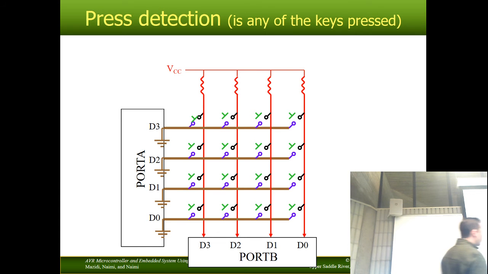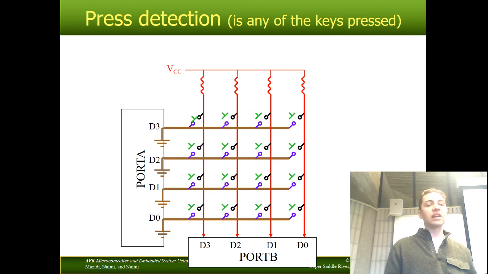I'm reading in on port B, and what do I see? Right now I see F. I see 1, 1, 1, 1, because none of the buttons are pressed. So in this case, my port B is my input, port A is an output, and I'm outputting all zeros.